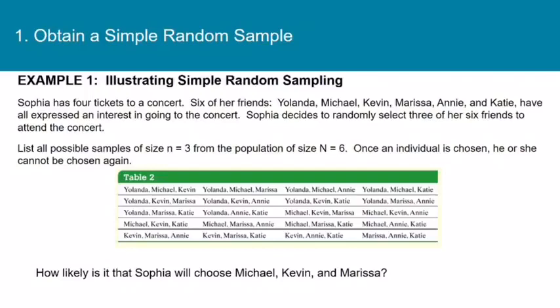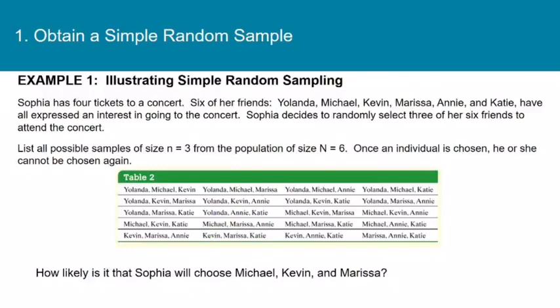We're not going to take the time to write down all these names, but let's look at the table. We have here Yolanda, Michael, Kevin, Yolanda, Michael, Marissa, Yolanda, Michael, Annie, Yolanda, Michael, Katie. So what they did is they took Yolanda and Michael and combined them with each of the other 4 people. Then on the next line, they took Yolanda, Kevin, and they've already got Yolanda, Michael, Kevin, so they're going to now do Yolanda, Kevin, Marissa, Yolanda, Kevin, Annie, Yolanda, Kevin, Katie. And you can see that they continue going until they have every possible combination figured out.